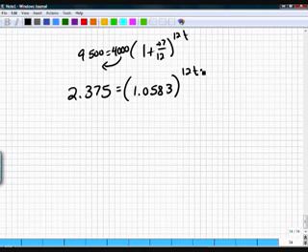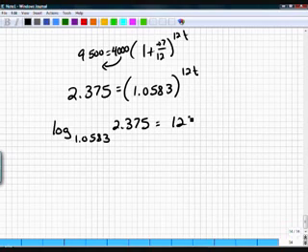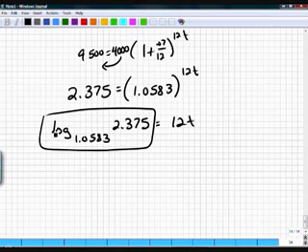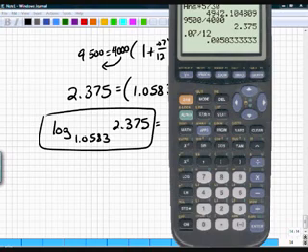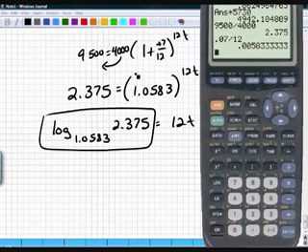Once you get to this point, once you cannot clean anything else up, that's when you start changing forms. Change forms for me. Equals. Then it's just calculator work. Type this into your calculator: log of 2.375 divided by log of 1.0583, and then divided by 12. Any questions? That's how many years it's going to take for your money to go from $4,000 to $9,500, which I'm kind of curious about.